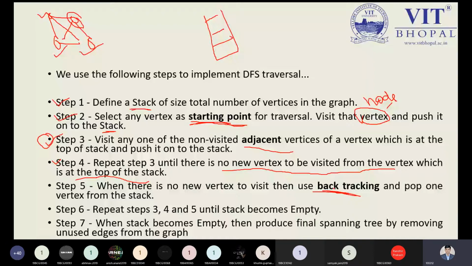And in the stack, this is implemented by an important part, that is the pop operation. Pop operation means removing the vertex values which were pushed into the stack. Now repeat steps number 3, 4, 5 until the stack becomes empty. With the help of the two operations, push and pop, we can implement this. When the stack becomes empty, produce the final spanning tree.